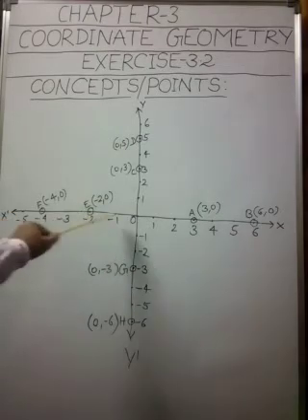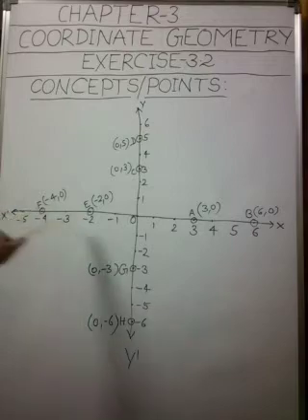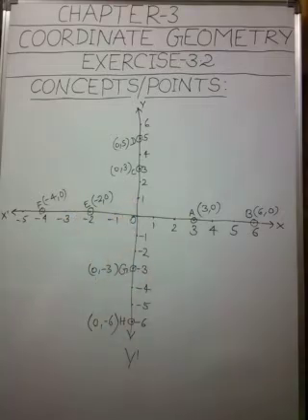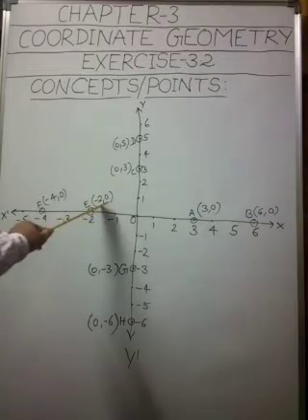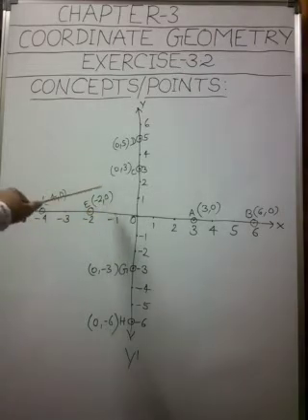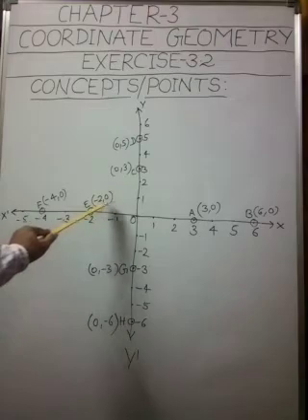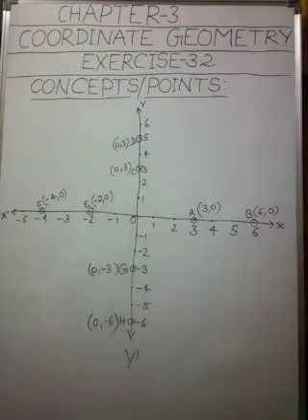Now come to the point E. This point lies on the negative x-axis. It is at a distance of 2 units from the y-axis measured along the negative x-axis. So its x coordinate is -2, and it is at a distance of 0 units from the x-axis. So its y coordinate is 0. Understood the coordinates of the point E, my dear children?